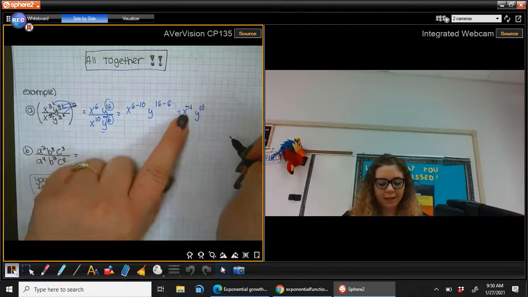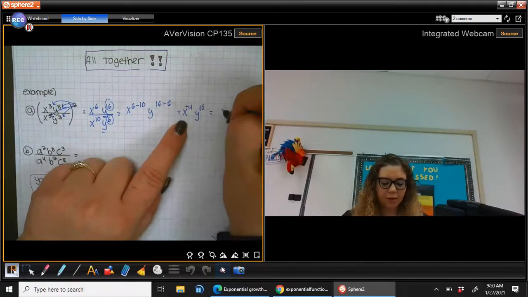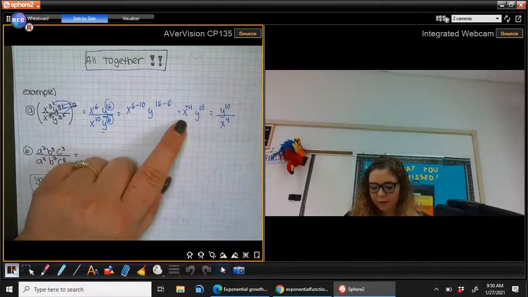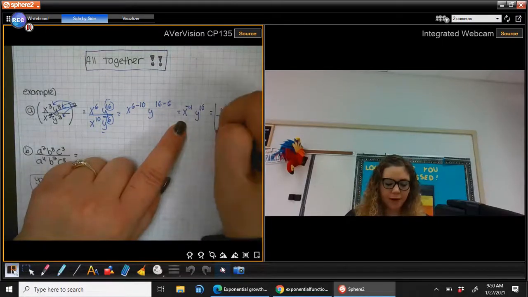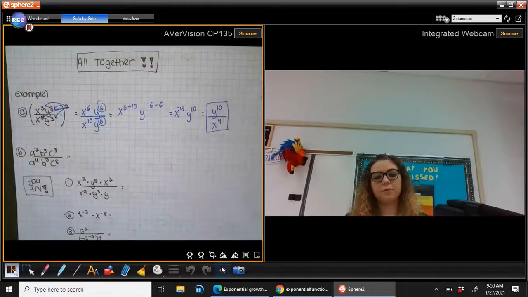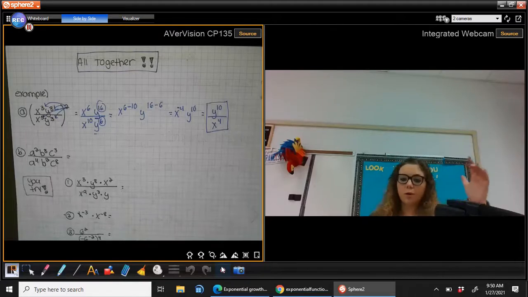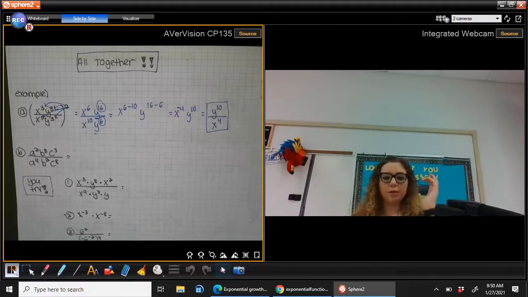I have a negative exponent, so I'm going to need to change the location of it. So put it on the bottom to make it positive, and this is going to be my final answer. So with these problems, you have to start from one rule and then just work yourself down as you go through it.